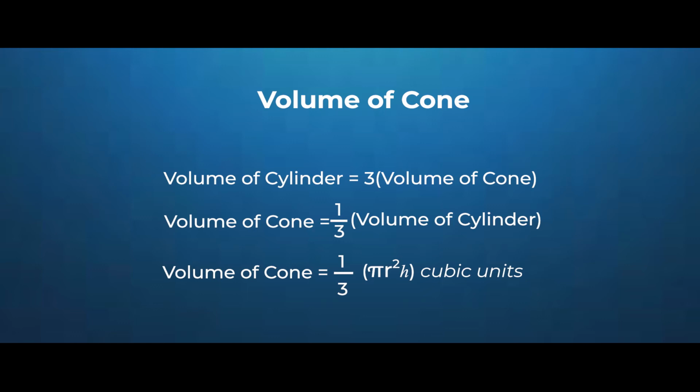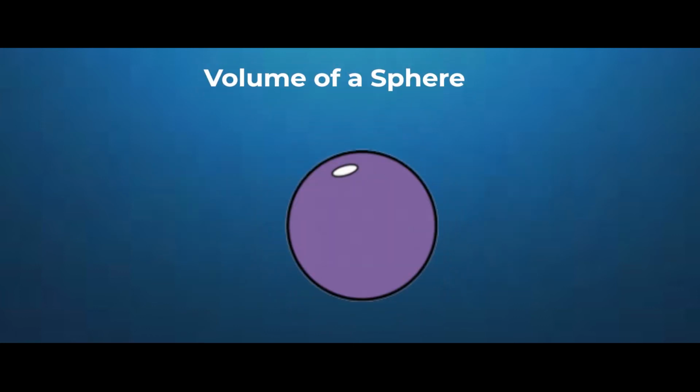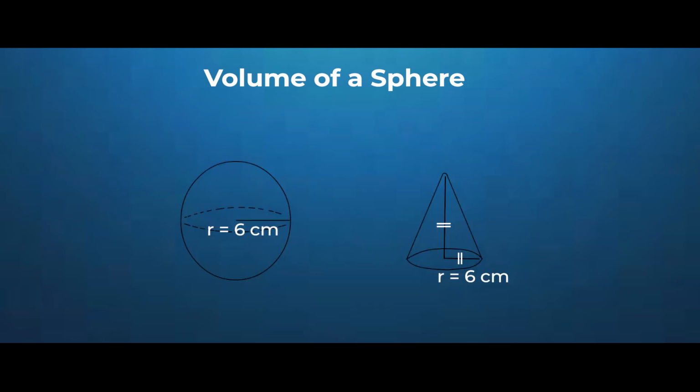Now, let's move on with the volume of a sphere. So, we need to conduct another experiment again to understand how to calculate the volume of a sphere. This time we will use a spherical container and a conical container, but the condition here is that the radius and the height of the conical container should be equal to the radius of the spherical container. Again, we are going to fill up the spherical container with water from the conical container.